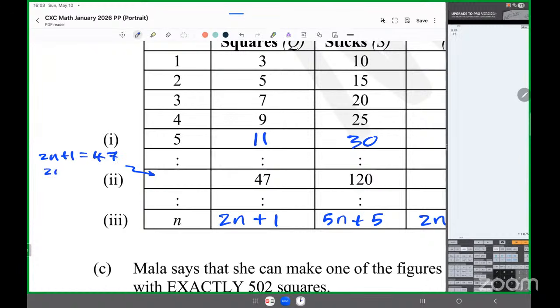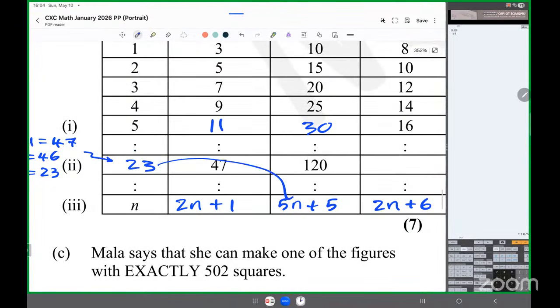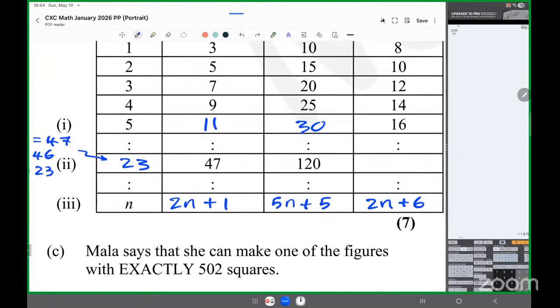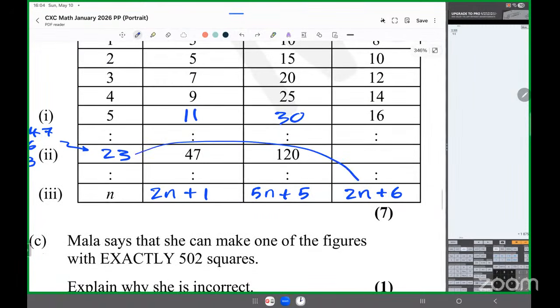Subtract the 1, we're going to get 2n equals 46. Divided by the 2, we're going to get n equals 23. So the value right here is 23. Very good? I can check it. 23 times this 5 give you what? 23 times 5 is how much? 115. 115 plus 5 makes 120. That is correct.